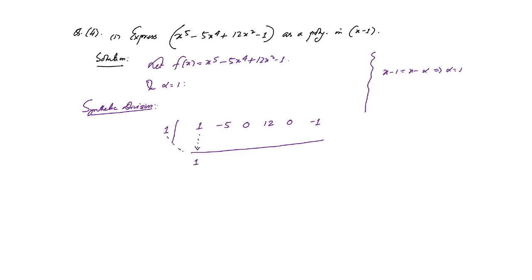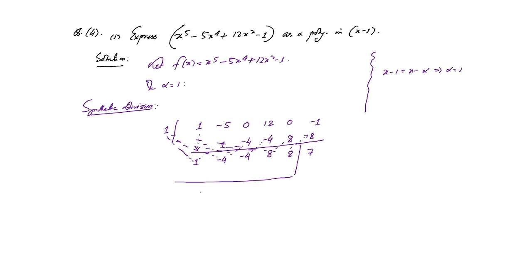We write 1 here, 1 multiplied by 1. This will be minus 4. We just add minus 1, 5. Then minus 4. Again minus 4. That will be 8. Again 8. That will be 8. And 8 here, that will be 7.